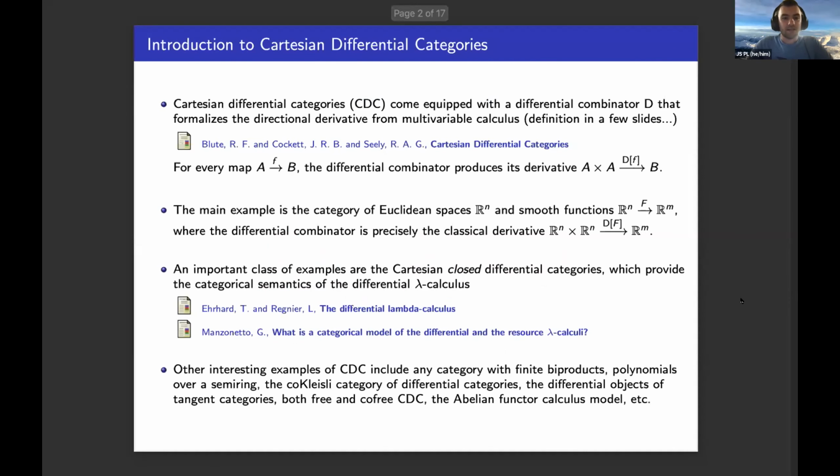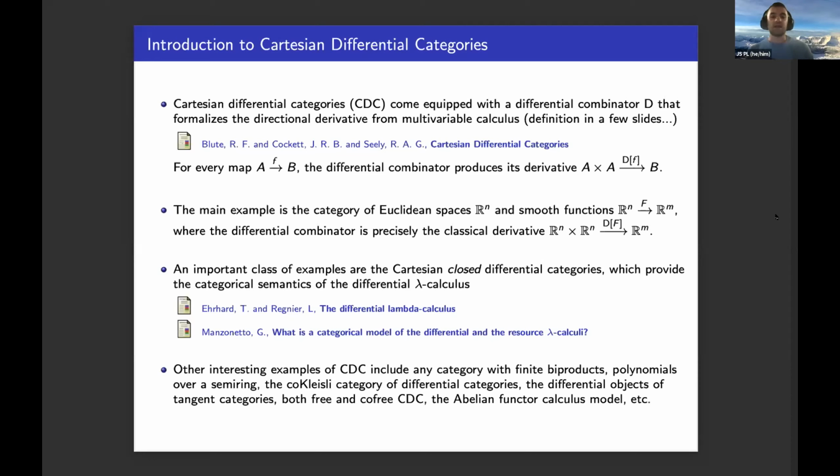So as in the title, today's talk is all about these Cartesian differential categories, which I'll just call CDCs. Essentially a CDC comes equipped with a differential combinator D that formalizes the directional derivative from multivariable calculus. These were introduced by Blute, Cockett and Seely. So the idea here is that for any map f from A to B, the differential combinator is going to produce its derivative from A × A to B, called D[f]. The main example to keep in mind is the category of Euclidean spaces and smooth functions between them, where the differential combinator gives you precisely the classical derivative from calculus.